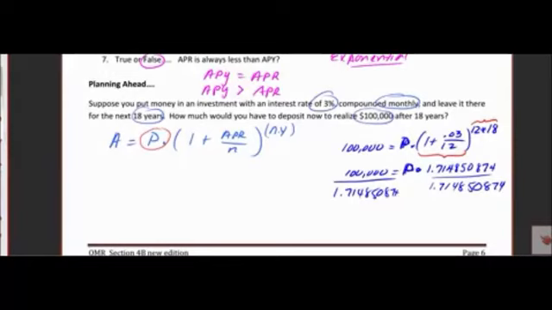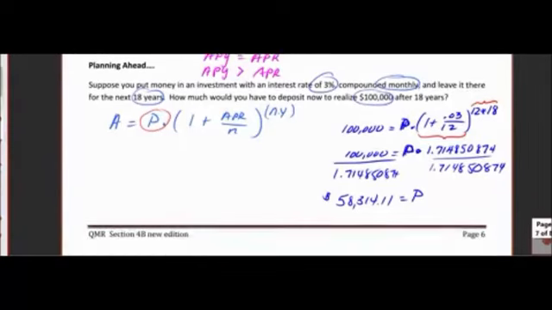So divide that out. To answer the question, how much would I have to deposit now to get $100,000 in 18 years, I would have to deposit $58,314.11 now to get $100,000 out of that account in 18 years. Little algebra, but not very difficult. More practice with that formula.